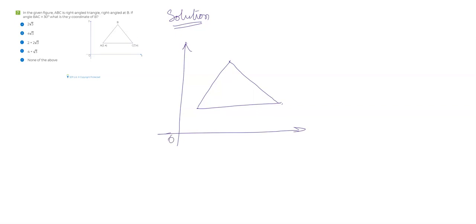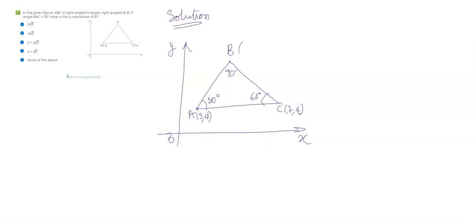Now once again, this is the origin, this is x, this is y. We are given that ABC is a right angle triangle, right angle at B, so this is 90 degrees. We are also told that BAC is 30, so this is 30. If this is 30, then obviously this has to be 60 degrees. We also know that A is (3, 4) and C is (7, 4). And we need to find the y coordinate of B.